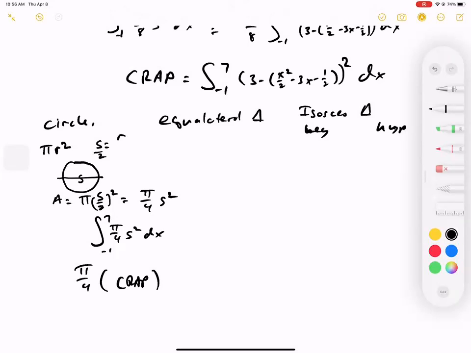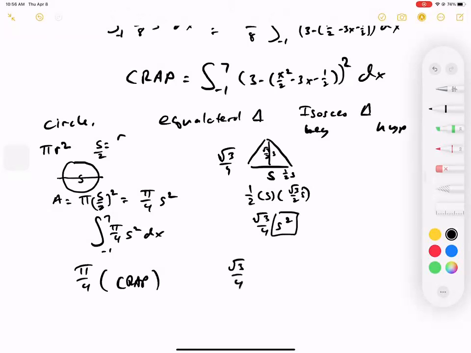What if I want an equilateral triangle? We said this was square root of 3 over 4. If you forget, draw it out. This is S. This is 1/2 S. Square root of 3 over 2 S. 1/2 base times height is square root of 3 over 4 S squared. I'm really just reformulating the theorems for you in case you forget. Since we see this S squared here, we know it's going to be square root of 3 over 4 times the integral, that's just crap.